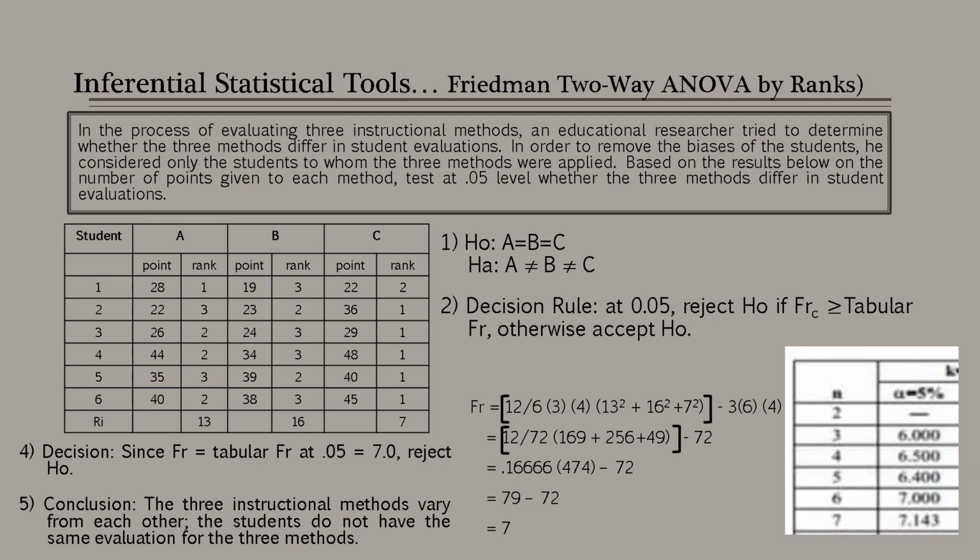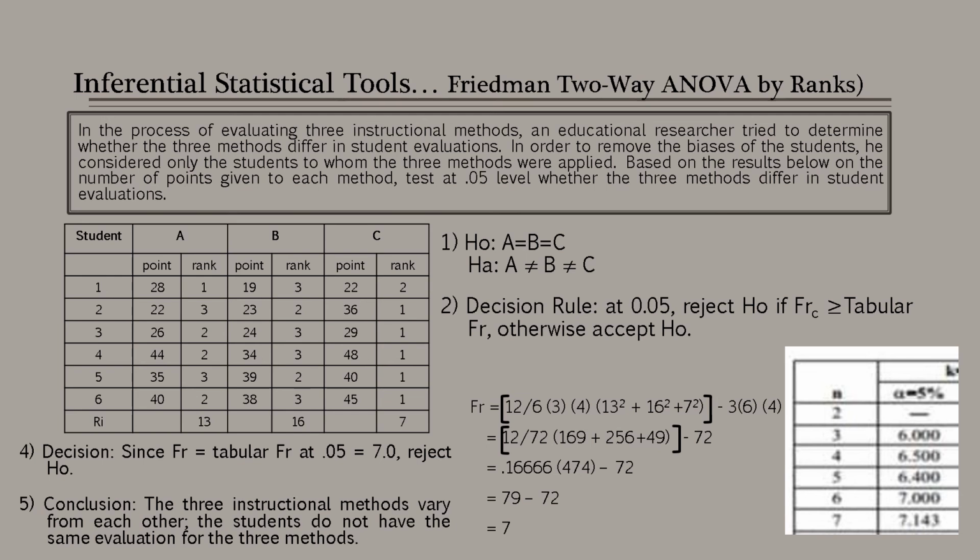As an example of the Friedman two-way ANOVA by ranks, consider the following example. In the process of evaluating 3 instructional methods, an educational researcher tried to determine whether their 3 methods differ in student evaluations. In order to remove the biases of the students, he considered only the students to whom the 3 methods were applied. Based on the results below, on the number of points given to each method, test at 0.05 level of significance whether the 3 methods differ in student evaluations.